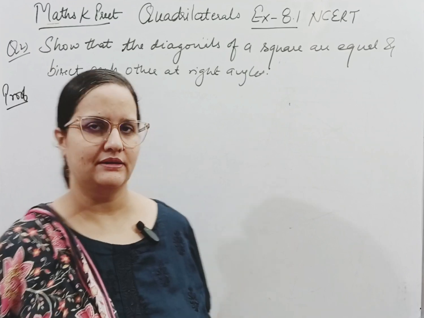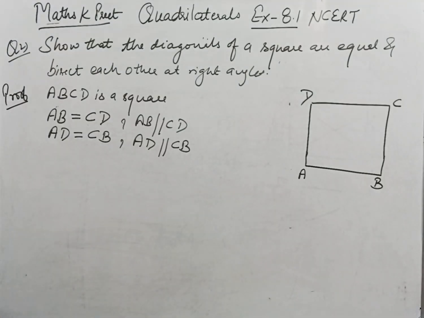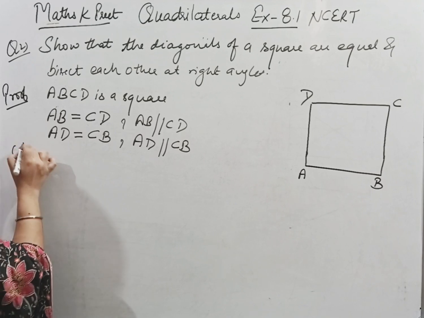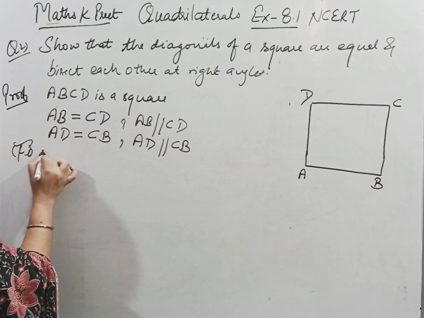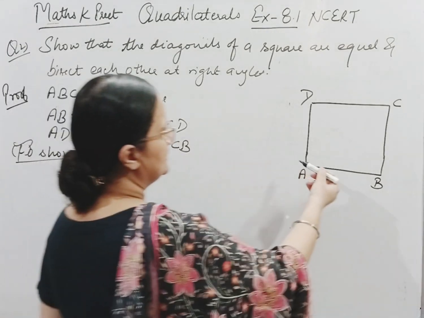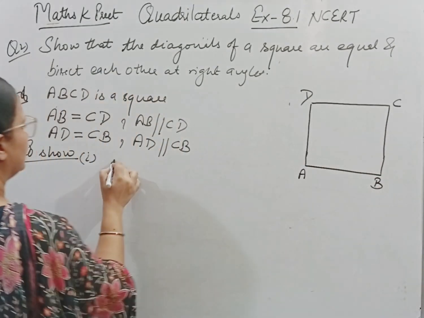We have to show that, first thing, to show, I'm writing: to show. The first thing I have to show is that AC is equal to BD.